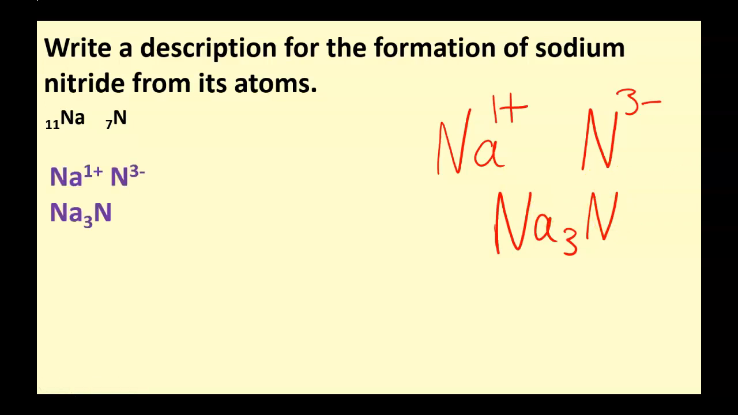So we've got this, so we could now think about describing it using words. So let's go through it slowly. We've got 3 sodium atoms, each losing 1 electron. What happens? These electrons are transferred to nitrogen. How many nitrogens do we have? 1. So each nitrogen atom gains how many electrons? 3. So we put that in words.